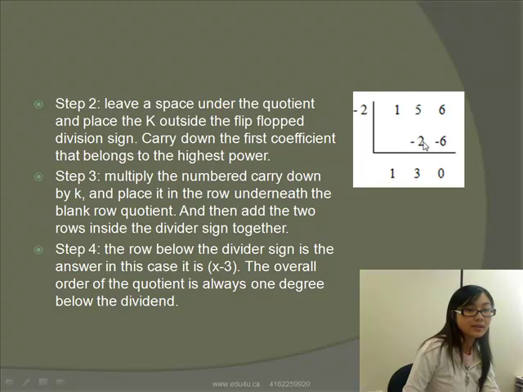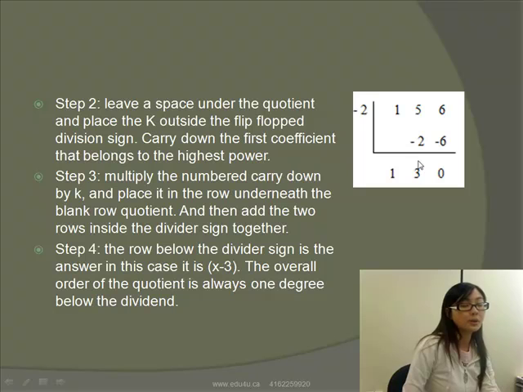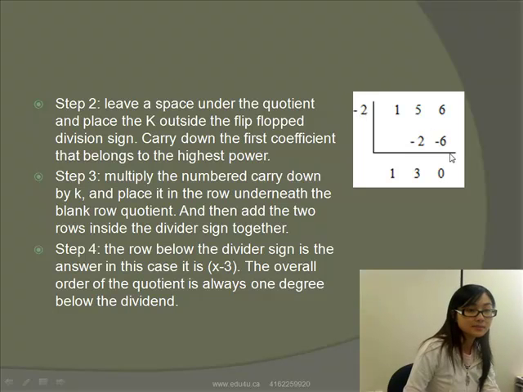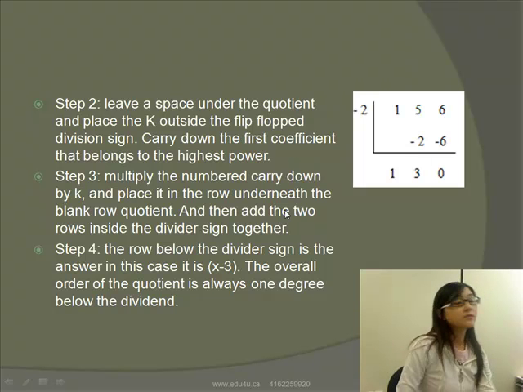Next, we take this 1 and multiply it by -2, and that will give us -2. Then we use 5 plus -2, that will give us 3. Then we take this 3 and multiply again by -2, that will give us -6. 6 plus -6 will be 0.